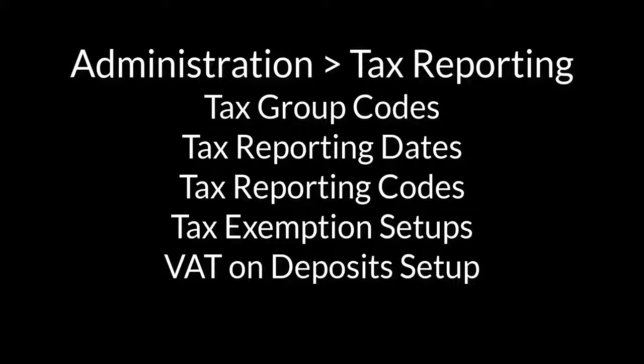So most of your setups for VAT will be done under the tax reporting menu. The tax reporting menu can be found under administration, then tax reporting. In order to be able to use VAT, what we'll need to do is set up tax group codes, tax reporting dates, tax reporting codes, tax exemptions, and then also VAT on any deposits if you are a club that uses the banquet and catering module.